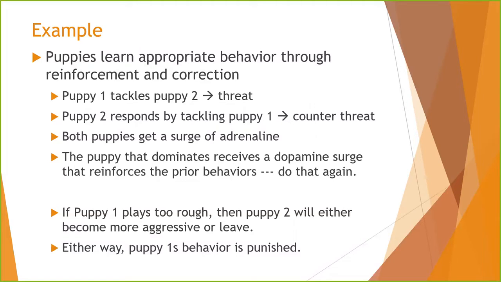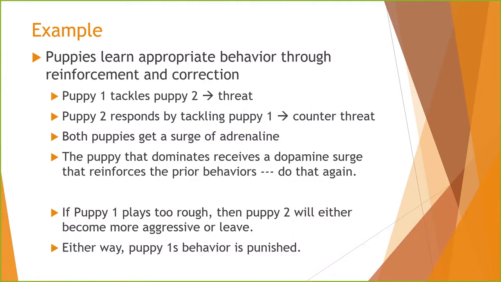So, puppies learn appropriate behavior through reinforcement and correction. That's really kind of boring if you're looking at dogs playing and, I want to see them wrestle and growl, and I think that's cute. And I can ascribe all kinds of feelings to it. But in reality, puppy number 1 gets up and tackles puppy number 2. That's a threat. In the animal kingdom, there is a hierarchy. So puppy number 1 is trying to figure out how to exert dominance, how to capture prey, whatever puppy number one is learning at that particular point.